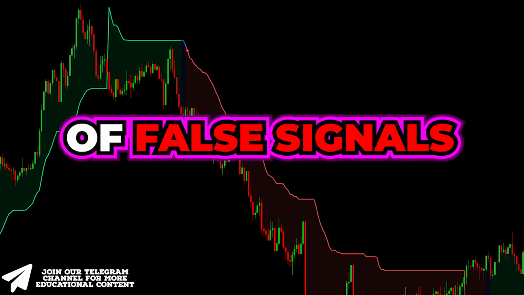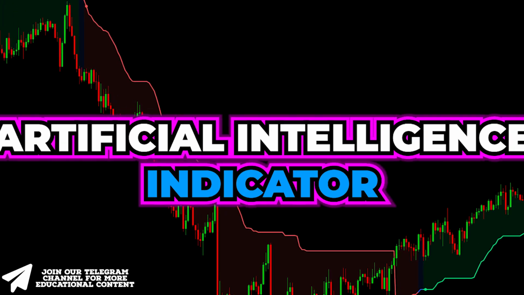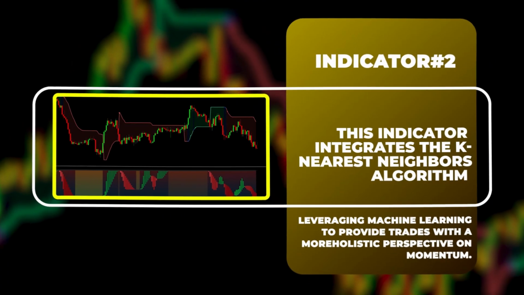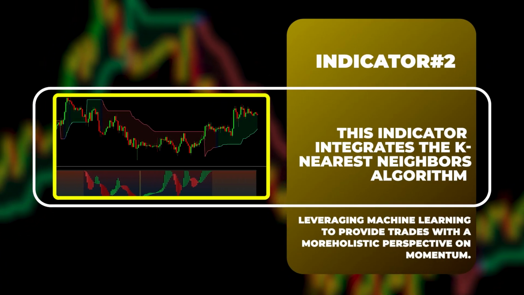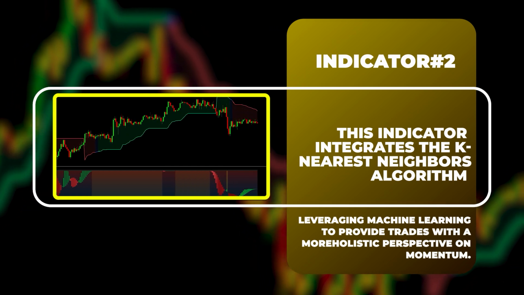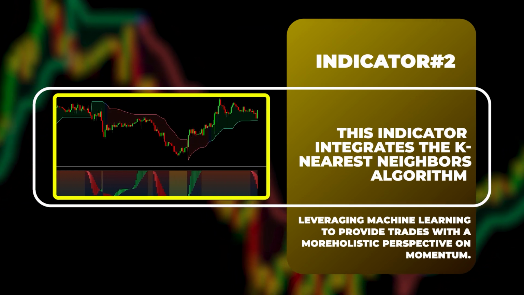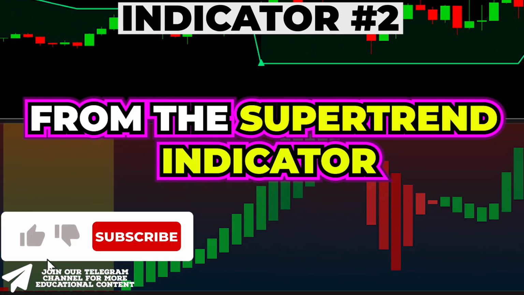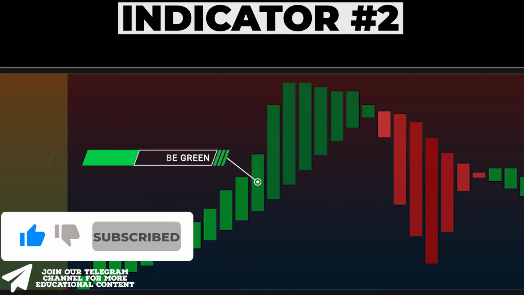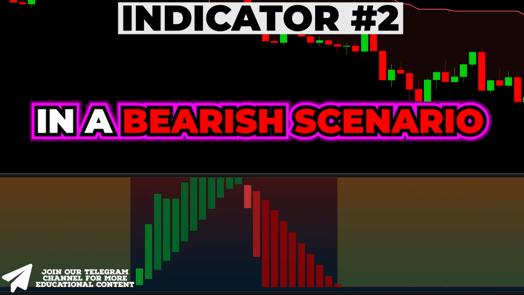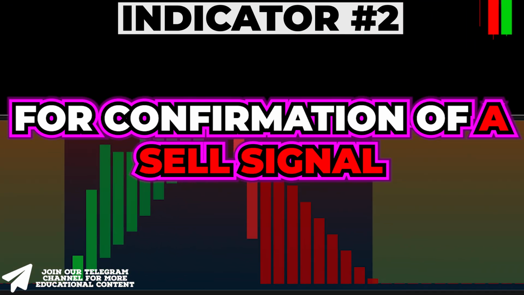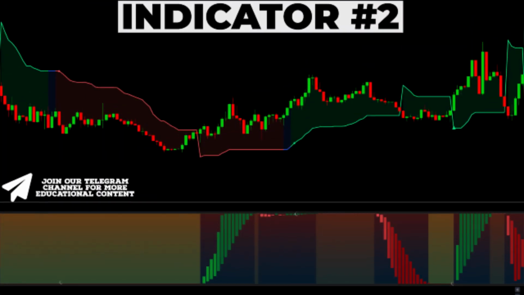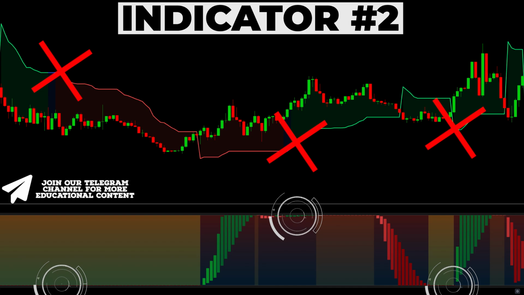Now, let's address the issue of false signals by adding an insanely powerful artificial intelligence indicator designed to filter out up to 80% of fake signals. This indicator integrates the k-nearest neighbors algorithm with the predictive capability of the tactical sector indicator momentum, harnessing the potential of machine learning to provide traders with a more holistic perspective on momentum. After receiving a buy signal from the supertrend indicator, we look for the momentum oscillator bar to be in green. Conversely, in a bearish scenario, for confirmation of a sell signal generated by the primary indicator, the momentum indicator should exhibit a red bar. And, as evident, we have effectively screened out numerous false signals.